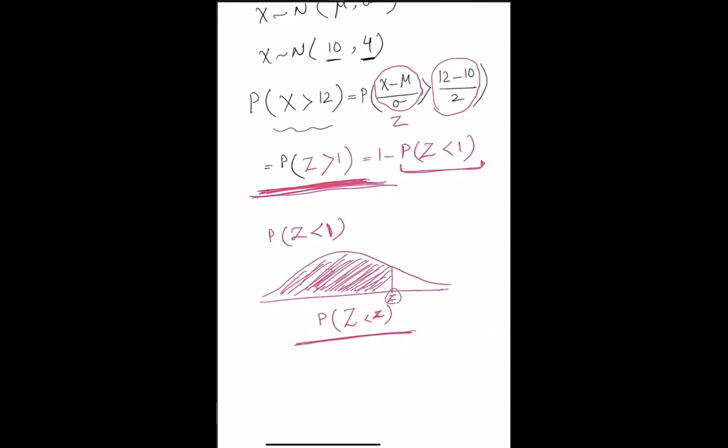0.841345. Z less than 1, yes, is 0.84. Is that what you said? Yeah. Okay, Z less than 1, if you look at the Z table, is 0.84. And then the result is 1 minus 0.84, which is going to be 0.16.